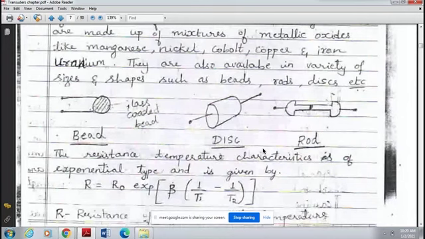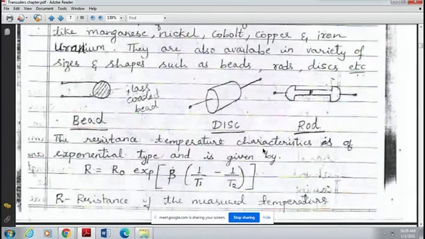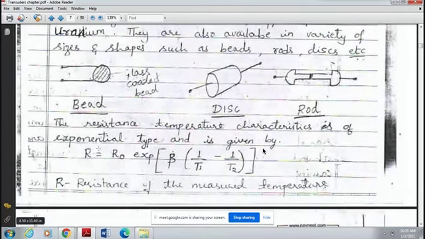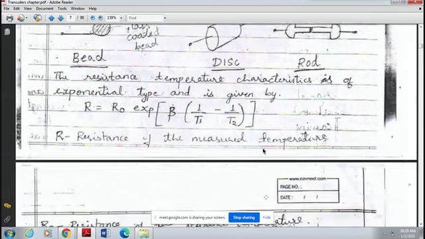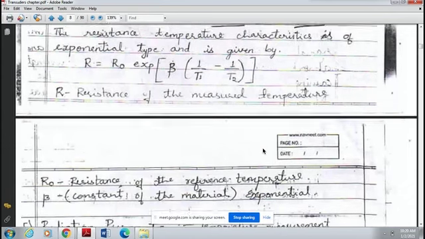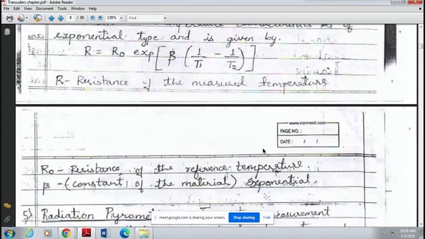The resistance characteristic of thermistors can be measured using this equation: R is equal to R naught into exponential of beta into (1 by T1 minus 1 by T2). T1 and T2 are the temperatures, and the difference between those two is multiplied by beta, for the combination of two metal oxides I am going to use. So this is about thermistors. Okay, you can go there and look into this.